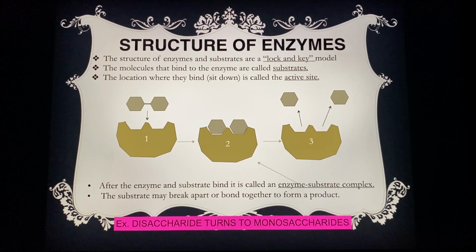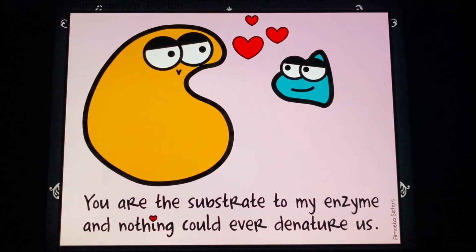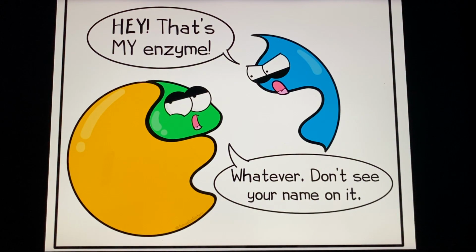So these substrates can break apart. Breaking apart is called denature. So they can denature or bond together to form a product. An example is a disaccharide turning into monosaccharides. Remember, this is where we're going back to talking about carbohydrates. So they join right there, and then they can break apart, or denature. And here's a little funny: enzymes and substrates, it's like they have a little relationship going on. Some enzymes and substrates fight over where they're going to bind.